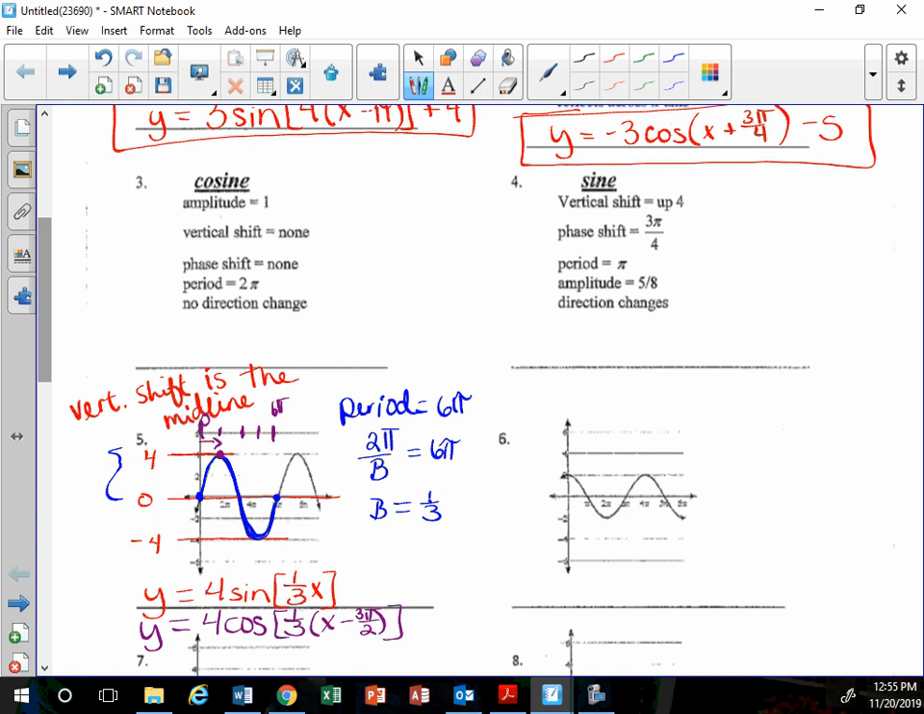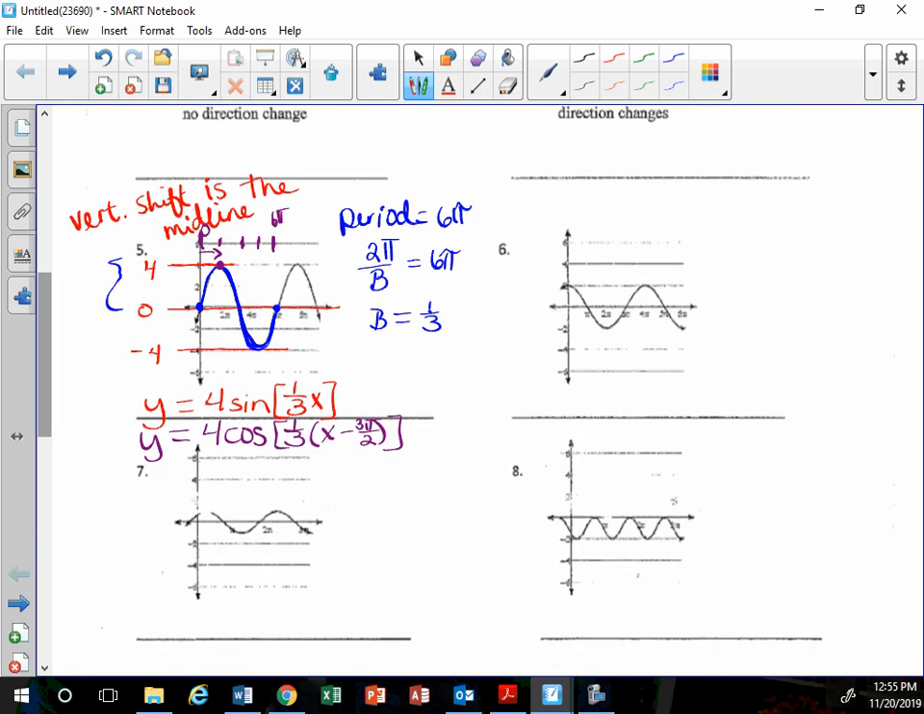All right, let's try again. You guys try number 6 for me. What does it look like? What would be the easier route? Cosine. Okay, good. So try it as a cosine first. If you get that one done, then go ahead and do it as a sine. If not, we'll go through both of them together, okay?